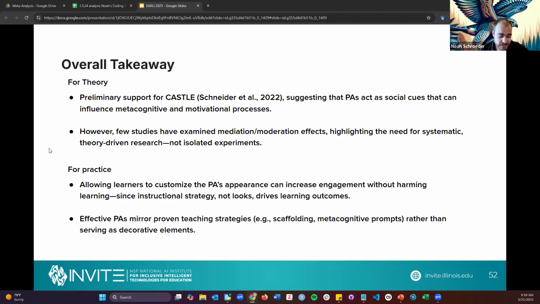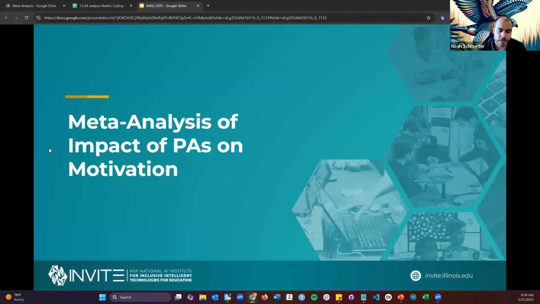So again, this kind of just mirrors what I just said. Pedagogical agents should mirror proven teaching strategies rather than just being like a decoration. There's a tendency in agent research to just be like, we can put an agent in there. And I'm like, why? The agent needs a role. The agent, like environments, in my opinion, should be designed around the agent. The agent needs to have a purposeful role in that environment.